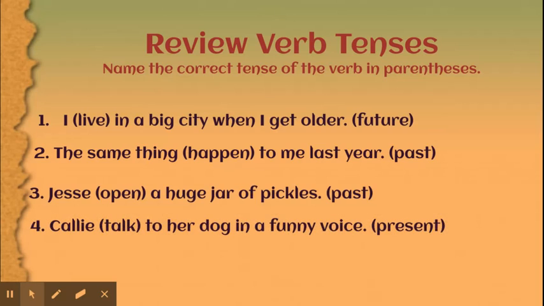Number 4 is showing this sentence in the present. Callie talk to her dog in a funny voice. How do I change talk to show present tense? You should have said talks. Callie talks to her dog in a funny voice. Callie is singular, so we have to add that s.